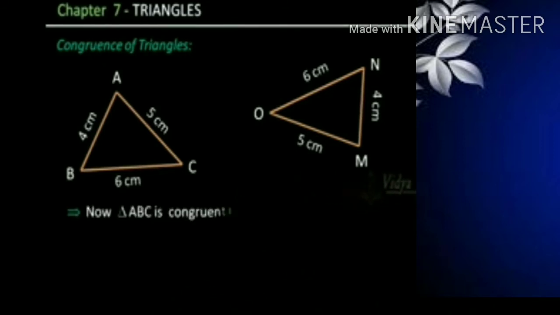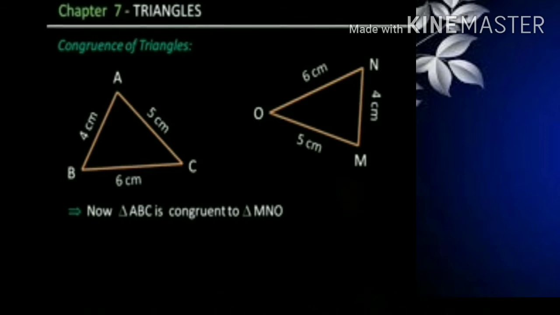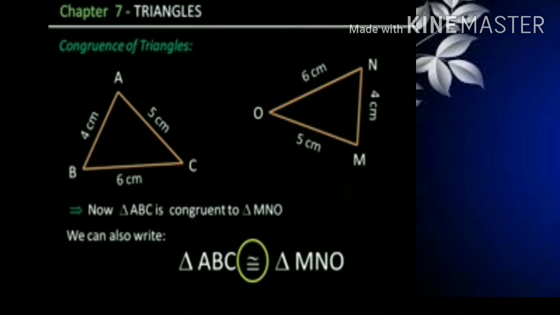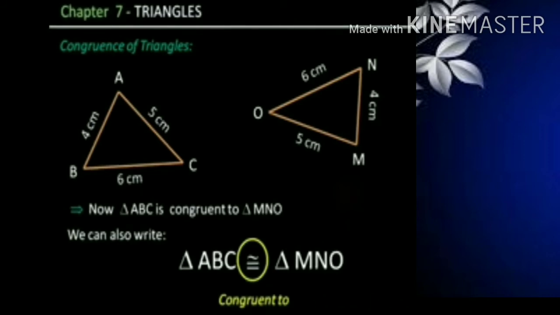So, I am removing the third one with my observation. The first and the second one are congruent. Triangle ABC is congruent to triangle MNO because the measurements from both the figures are matching. We can write triangle ABC is congruent to triangle MNO, and this circled sign is called congruent to.